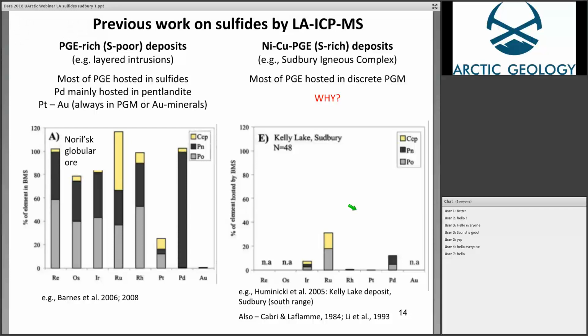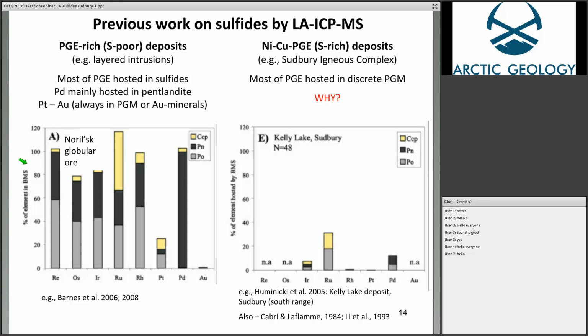So now, as I get to my results from Sudbury, I just want to briefly give a summary of what the state of knowledge was when I did this research. Essentially, most laser work on sulfides had studied PGE-rich ore deposits, such as the Bushveld and the Stillwater Complex. These are the sulfide-poor systems I mentioned. They started there because it's PGE-rich. It was much easier to determine high concentrations of PGE in sulfides than in nickel-copper-PGE deposits, where the PGE concentrations are so much lower.